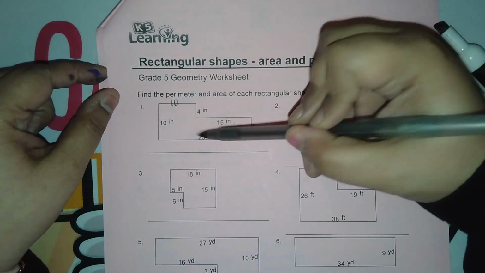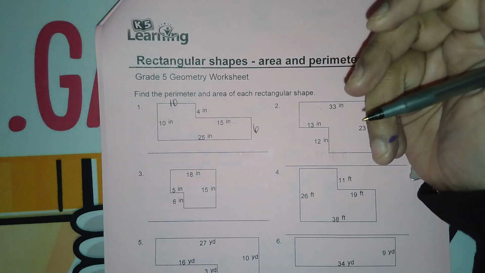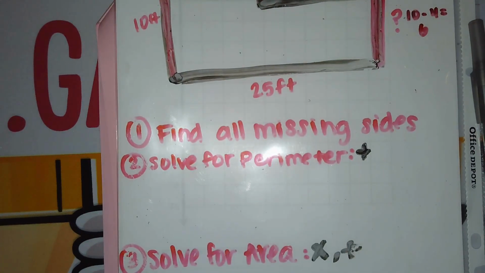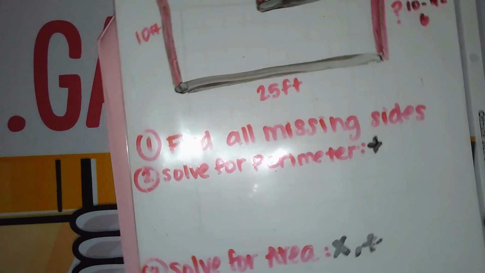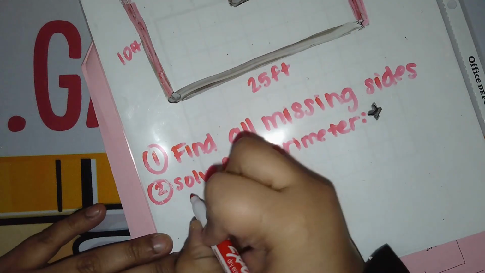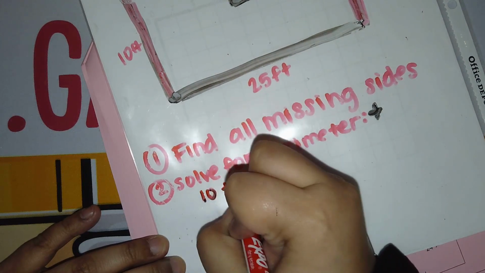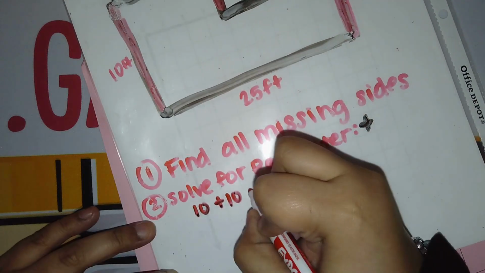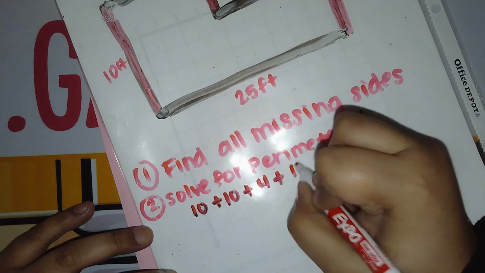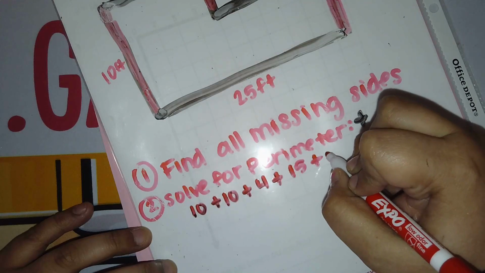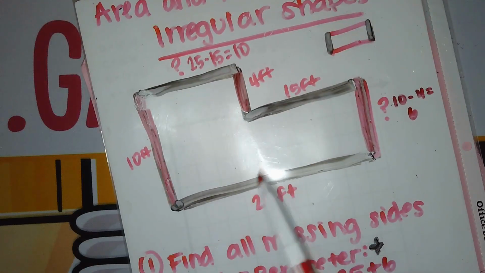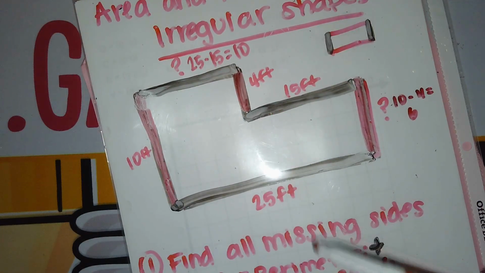So I could do 30 plus 15 plus 25. Or you can add 1 by 1, which is what I'm going to do. So you decide how you're going to do that. Just make sure that you have all your sides, okay? I'm going to take this off because I'm going to need some space. So 10 plus 10, plus 4 plus 15 plus 25 plus 6. Okay, so I'm going to have 10, 10, 4, 15, 25, 6.